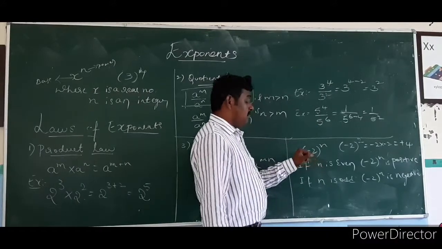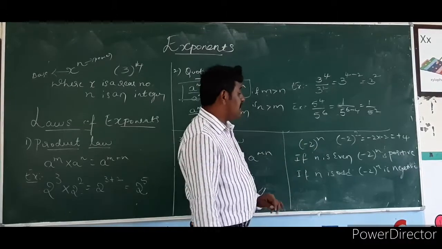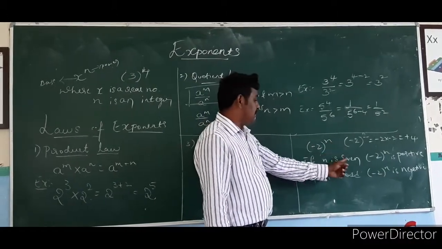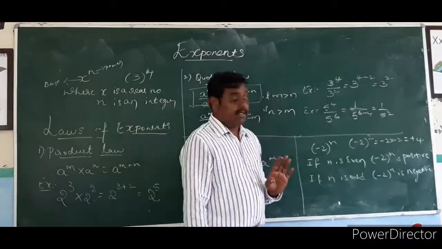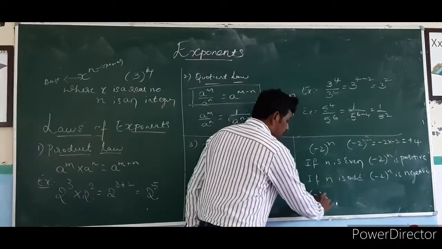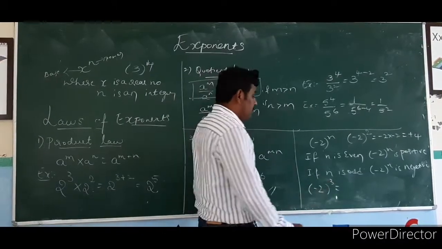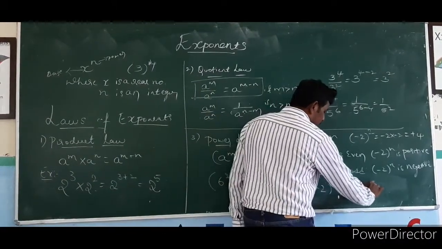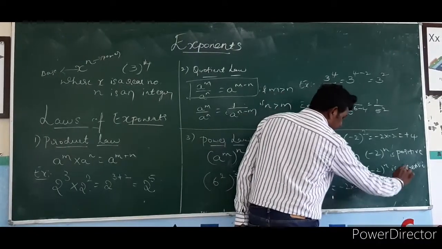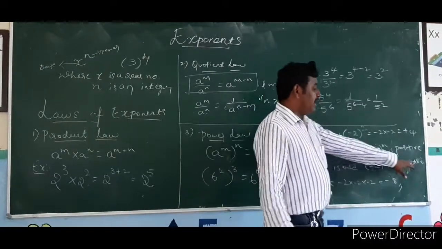So what does this mean? If we have a minus sign in front of the base, look at the power. If the power is even, you will get a positive answer. In case n is an odd number, suppose you have taken minus 2 to the power of 3. Here n is odd. If you multiply minus 2, minus 2, minus 2: minus into minus is plus, plus into minus is minus. 2 twos are 4, 4 twos are 8. So you will get the answer in negative form.